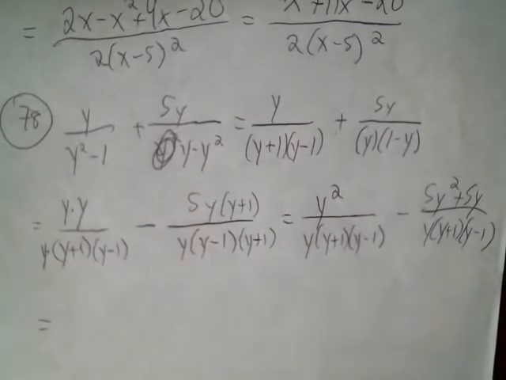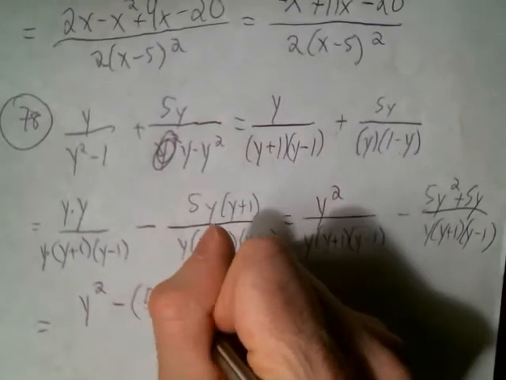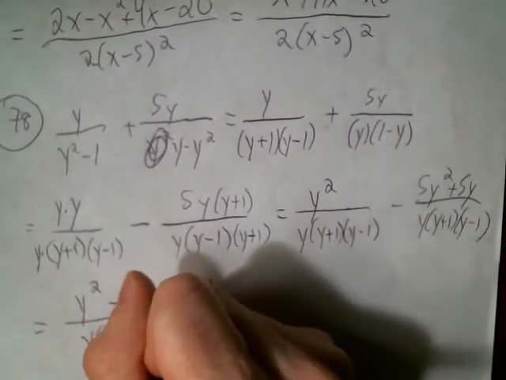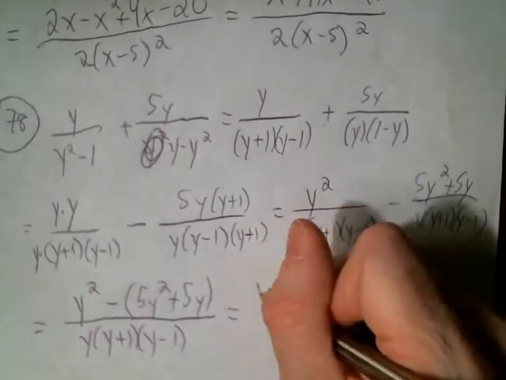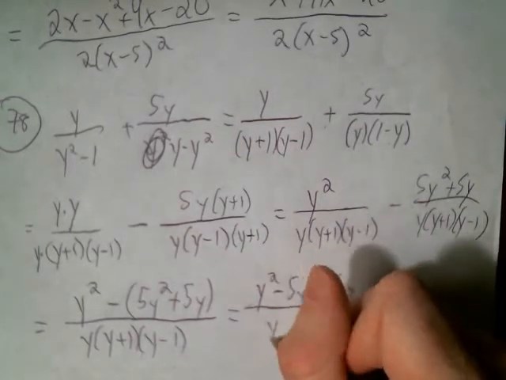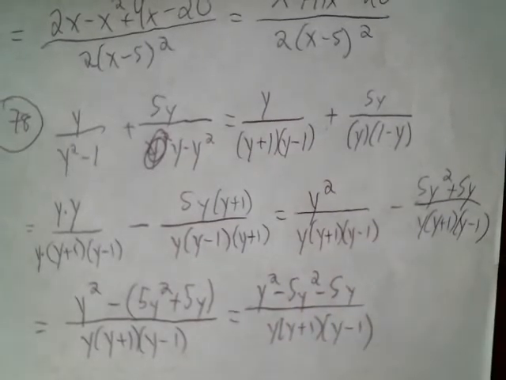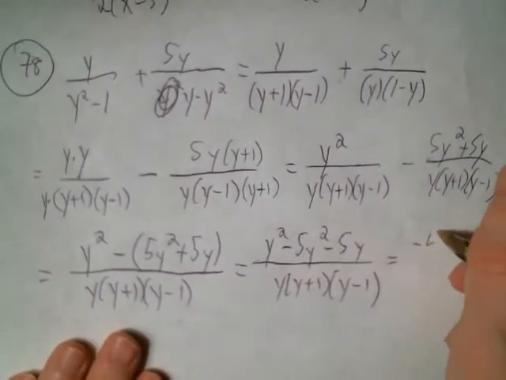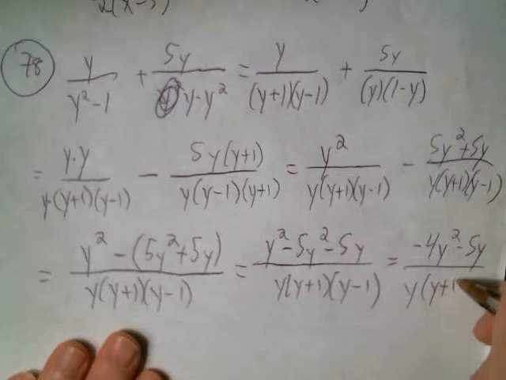Now I want to subtract the numerators over the common denominator, so y minus parentheses 5y squared plus 5y all over y times y plus 1 times y minus 1. And I have y squared minus 5y squared minus 5y all over y times y plus 1 times y minus 1. Combine like terms, minus 4y squared minus 5y all over y times y plus 1 times y minus 1.